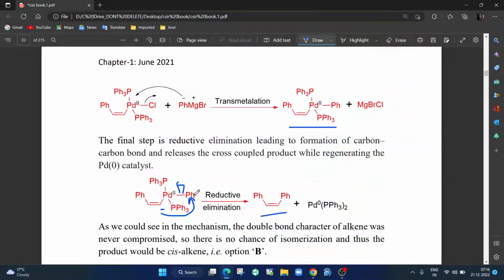So coupling has occurred. You are able to add this phenyl group from the other phenyl, which was already having negative polarity. So the important point is this coupling has occurred. Whenever it occurred, this double bond was never compromised. Never did this double bond get single bond character, and therefore because it was cis, the addition of palladium occurred in cis form, and so the product also remains in cis form. Thus the answer is option number B.